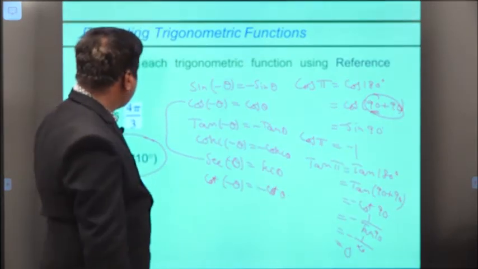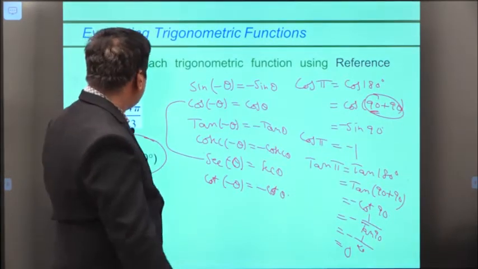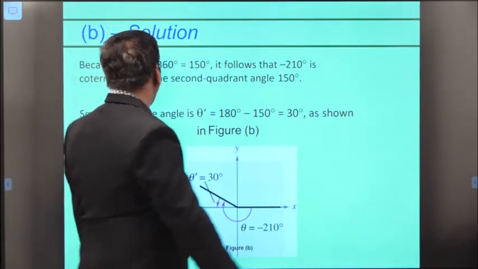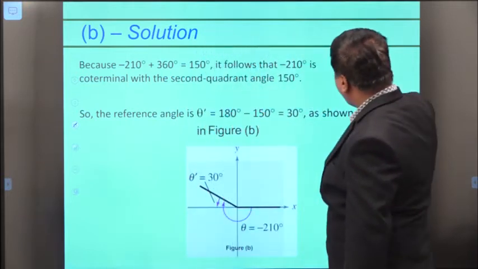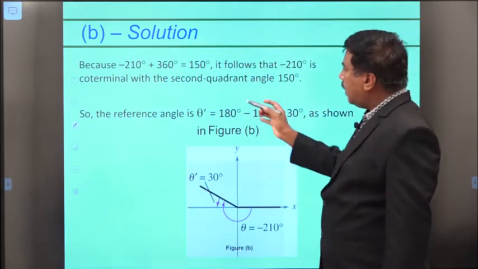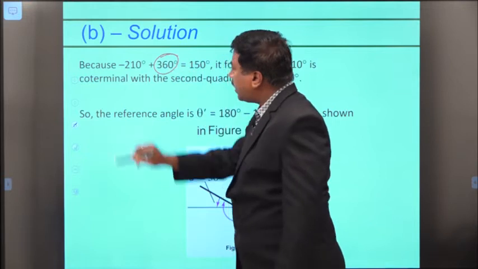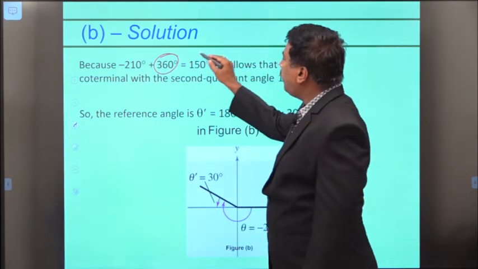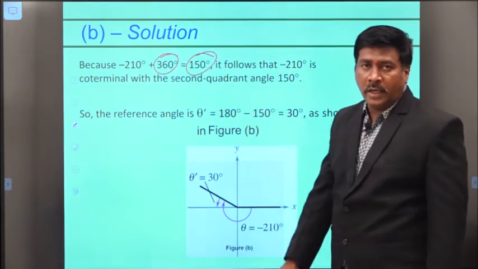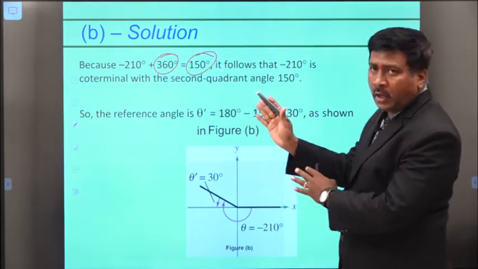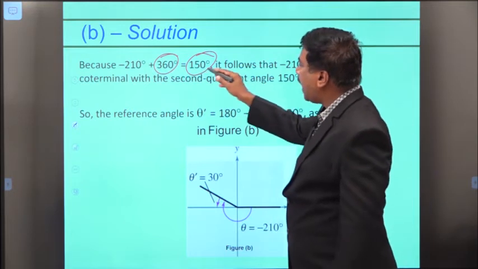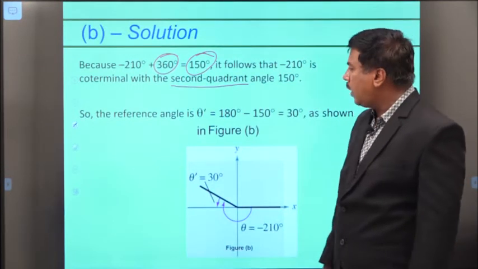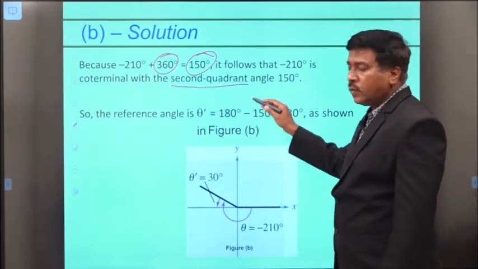By using this, I have to evaluate the second value, tan of minus 210 degrees. That means we have to consider the negative direction. One cyclic rotation is to be completed, so we consider minus 210 plus 360, which means 150 degrees. 150 degrees lies in the second quadrant of the coordinate plane. That means we have to subtract.